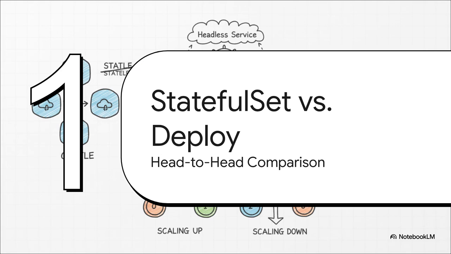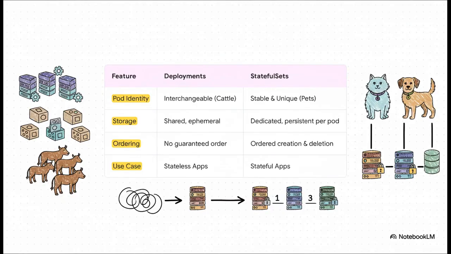Okay, now that we've seen all the cool things a stateful set can do, let's put it side by side with a standard deployment. This should make the differences crystal clear and help you know exactly when you need one versus the other. This table really says it all. For pod identity, deployments are cattle, stateful sets are pets. Simple. For storage, deployments usually get shared or temporary storage, while stateful sets give each pod its own dedicated permanent home for data. And for ordering, deployments are chaotic and random, while stateful sets are completely predictable.